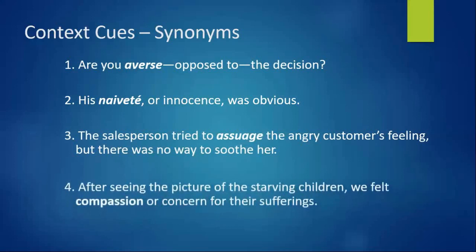All right. After seeing the picture of the starving children, we felt compassion, or concern, for their feelings, for their sufferings. Some of you might not be aware of the meaning of the word compassion, but here, with the help of the synonym, which is easily present in front of you because it's written after the word "or", you can understand that compassion, concern, kindness are words that are connected. So compassion means having some sort of concern towards children, right?